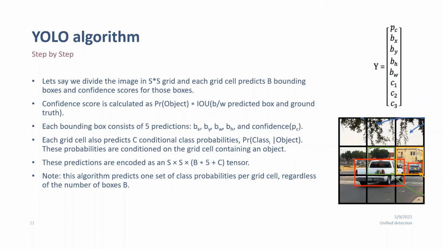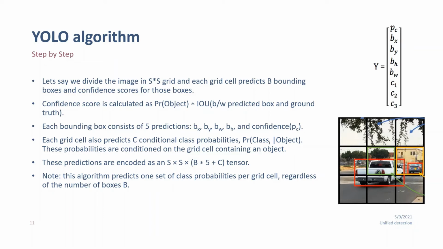So basically what they are trying to do is take only those bounding boxes which have the maximum overlap with the ground truth box, and they calculate this with the help of intersection over union. Now each bounding box consists of 5 predictions, as we have discussed earlier: bx, by, bw and bh, and a confidence pc. These 5 predictions are fixed and the rest depends on the number of classes. So if we consider 3 classes, then there will be C1, C2, C3 as well.